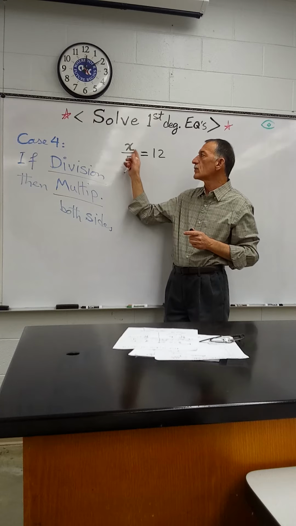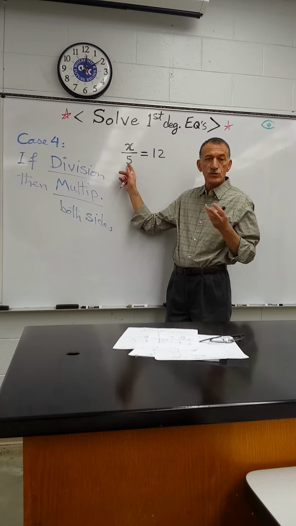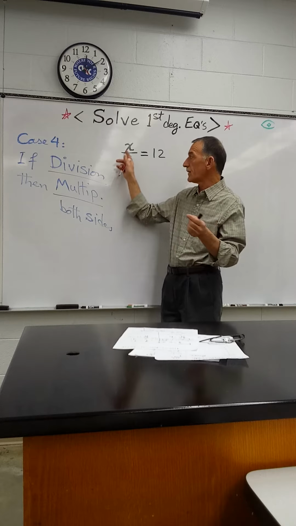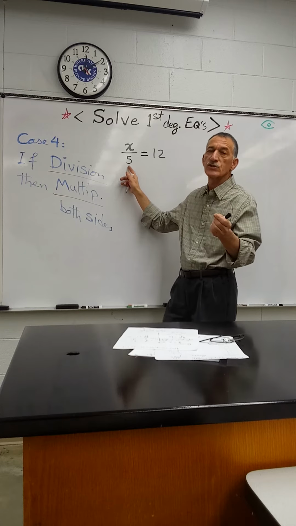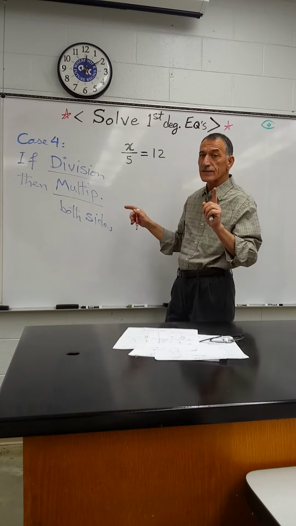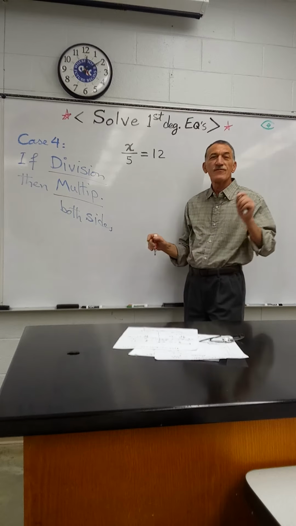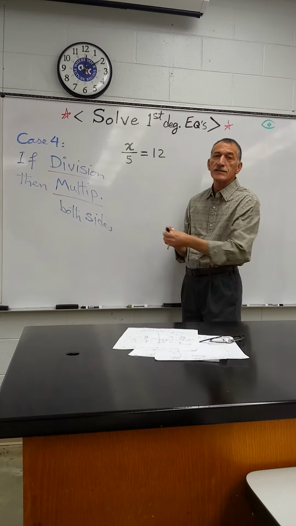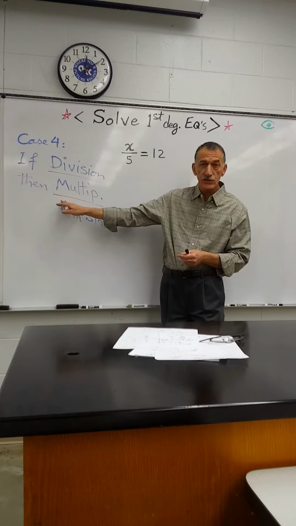Whatever is in the denominator, that's the number you're dividing the unknown by. So the x is unknown, is divided by 5, so the denominator is 5. Therefore, we multiply by the denominator. We multiply by that number you're dividing by, which is called the divisor. So on both sides, we multiply by 5. But, here's a big but. First, you check and make sure it's a single term on the left side, single term on the right side. Then you can apply this rule.